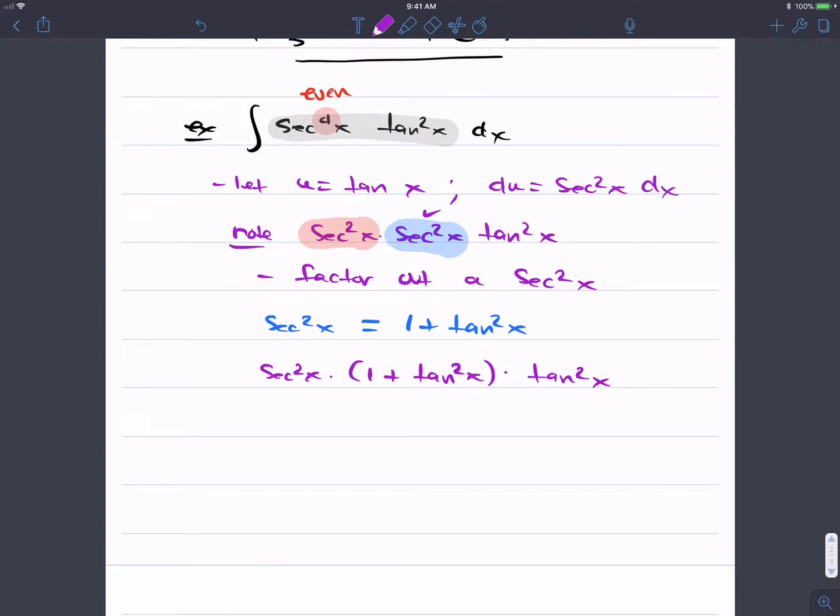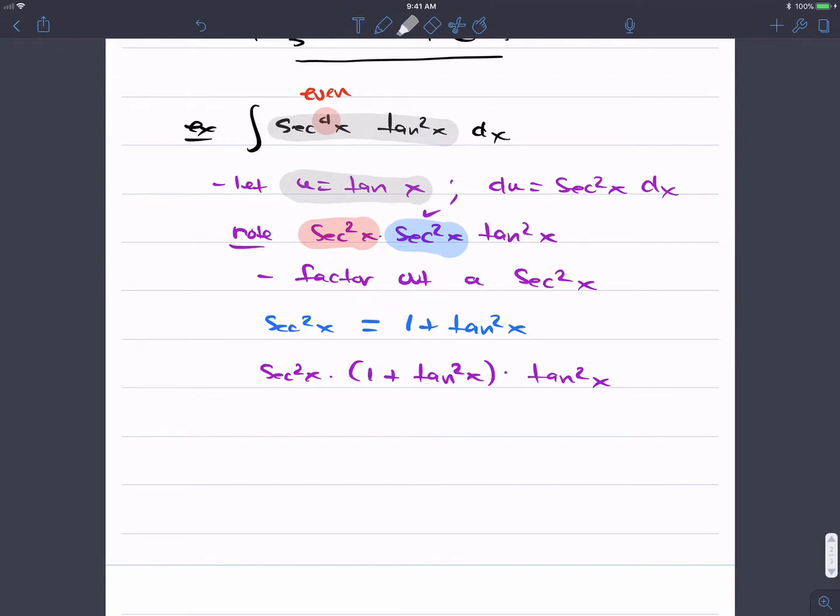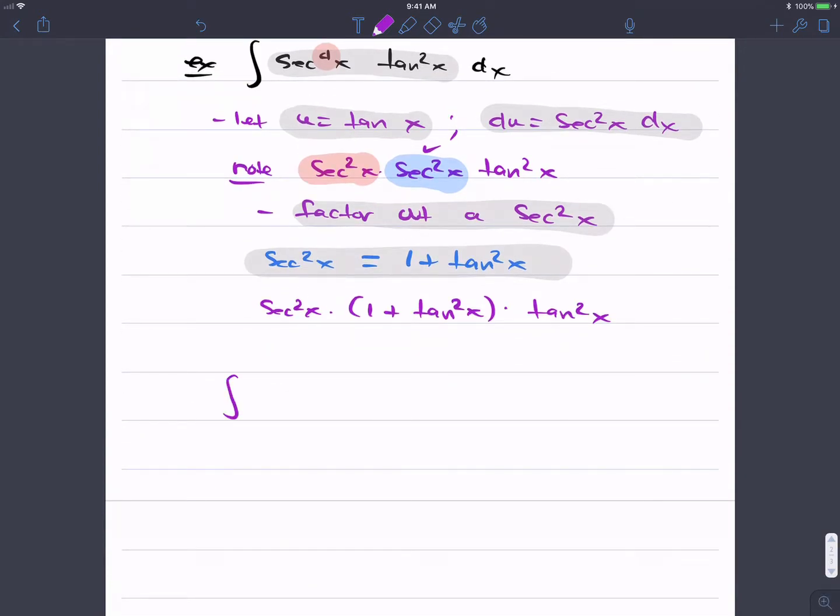So here's really the important details of what we need to do. We're going to let u be tangent. That means du is secant squared x dx. I'm going to factor out a secant squared, and I'm going to use my Pythagorean identity for secant squared. This is what the integral becomes now. Secant squared x, 1 plus tangent squared x dx.